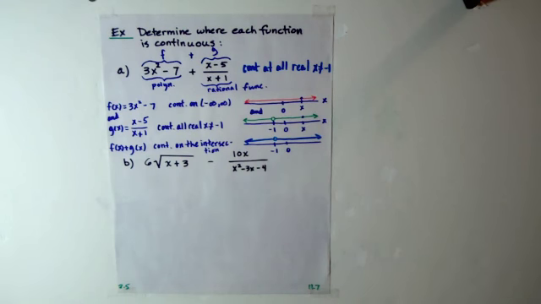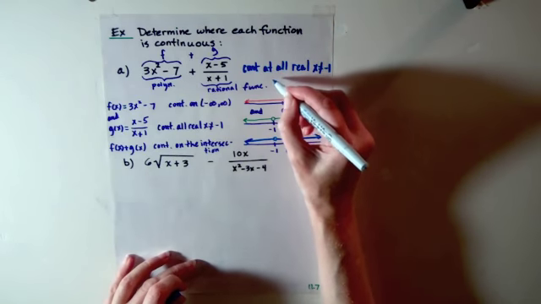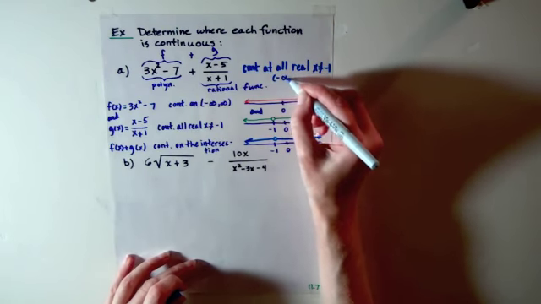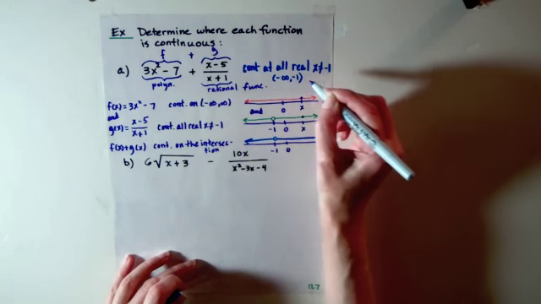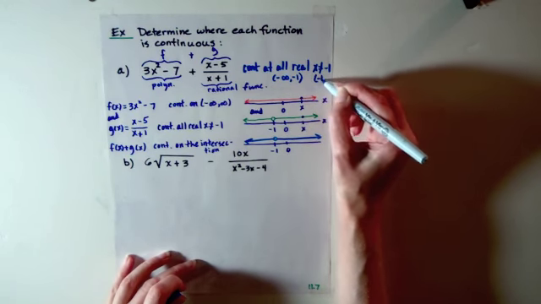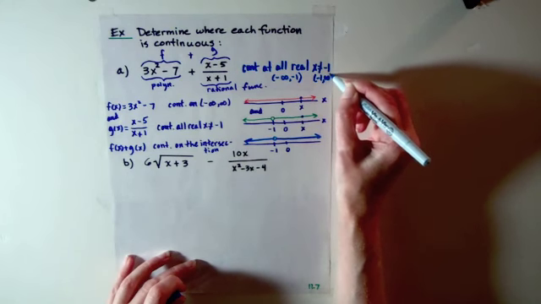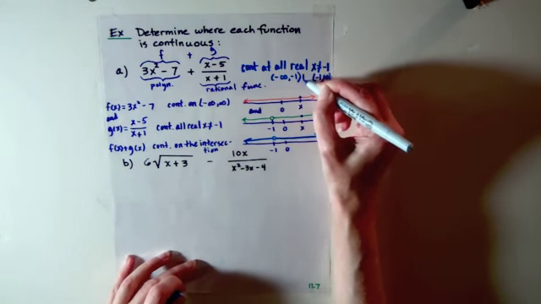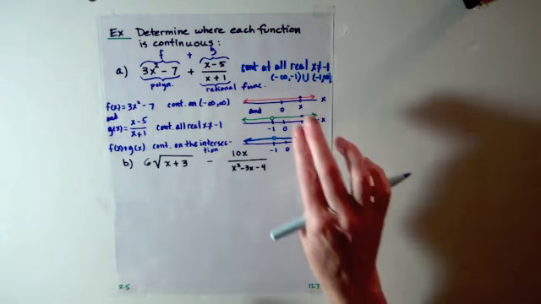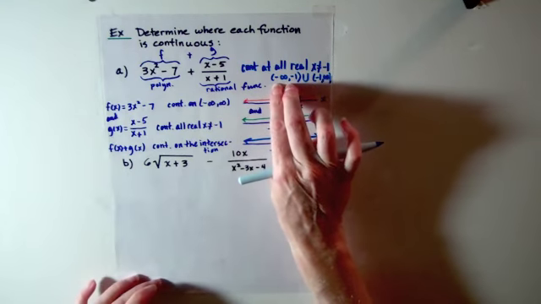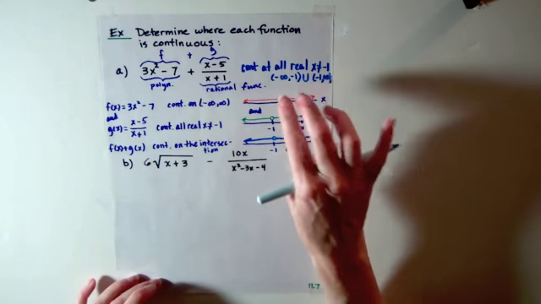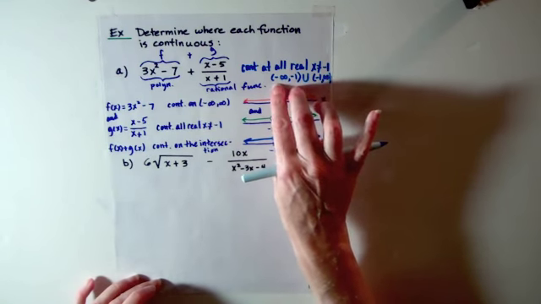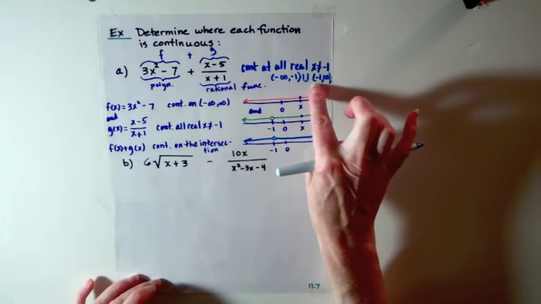You could also write this answer in interval notation by saying it's continuous from -infinity up to -1 and also from -1 up to +infinity. And we could put a union symbol in between those two, meaning that it's continuous in this interval and also, or I should say, for any x in this interval or any x in this interval.